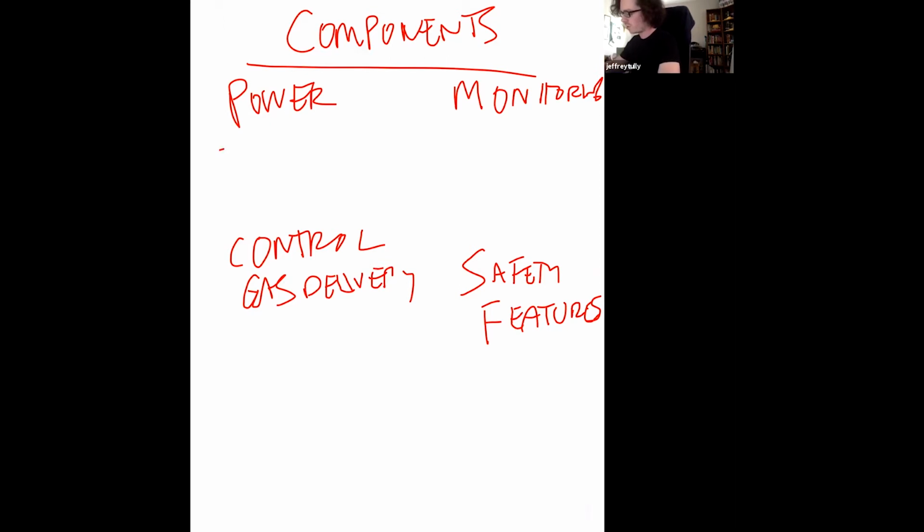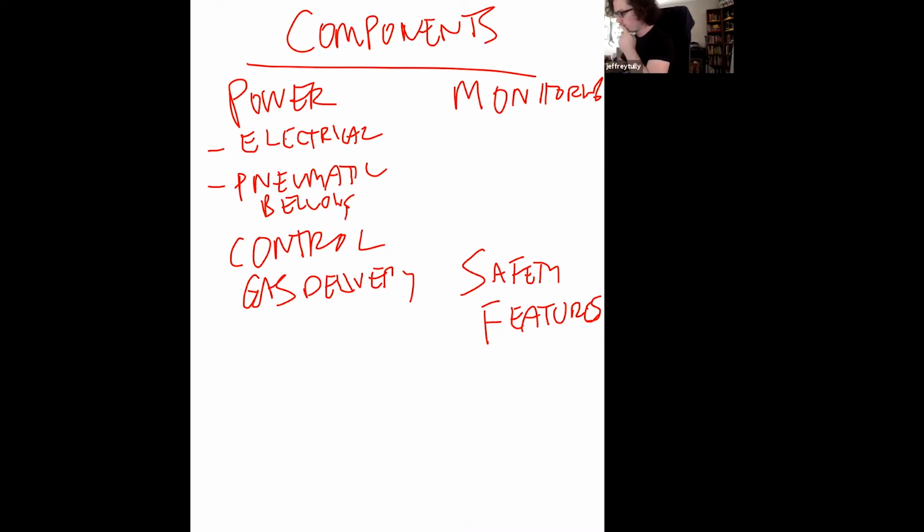So a lot of modern ventilators are electrical, but old school ones, you can still find examples of pneumatic driven bellows, which are kind of nice because obviously you don't need to have a wall outlet or worry about where you're going to get your power from for that.